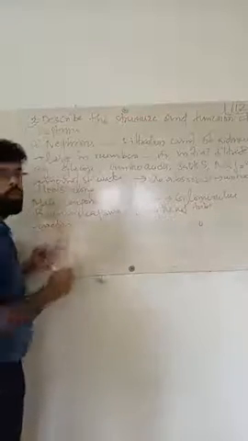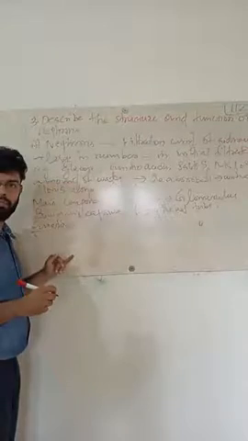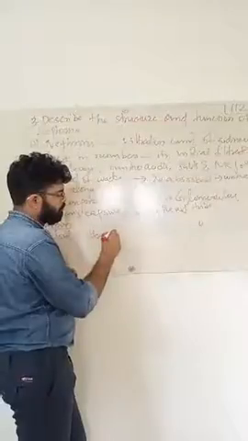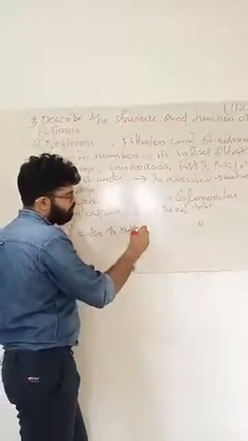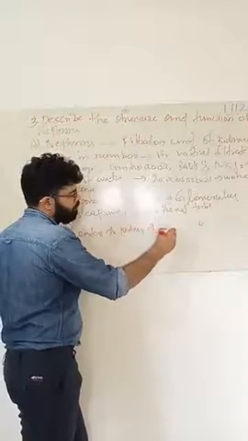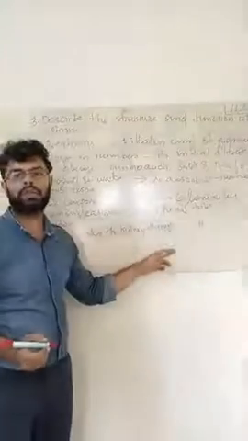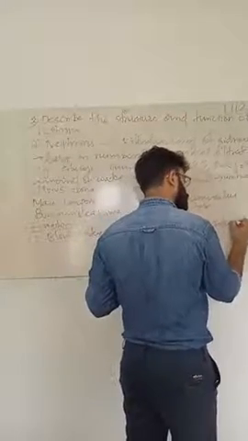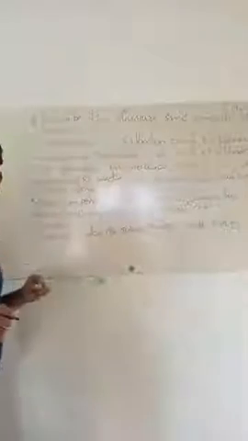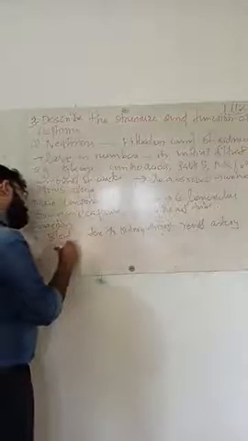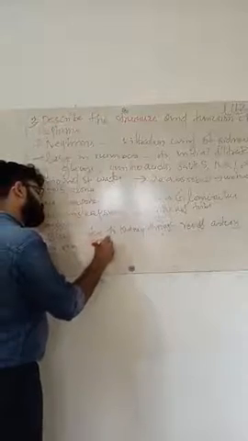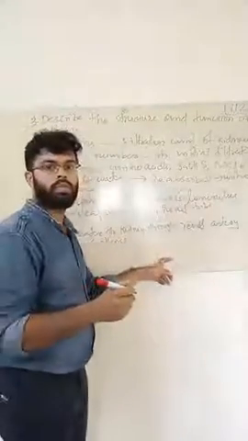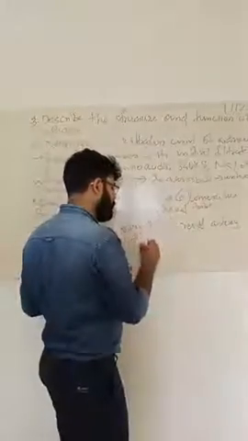Function of the nephron: the blood enters the kidney through the renal artery, which branches into many capillaries associated with the glomerulus.